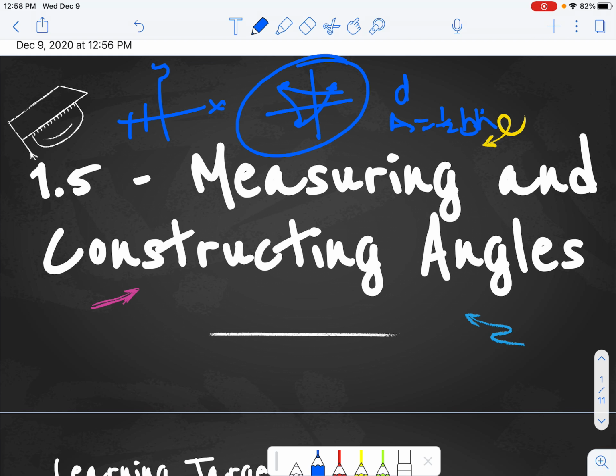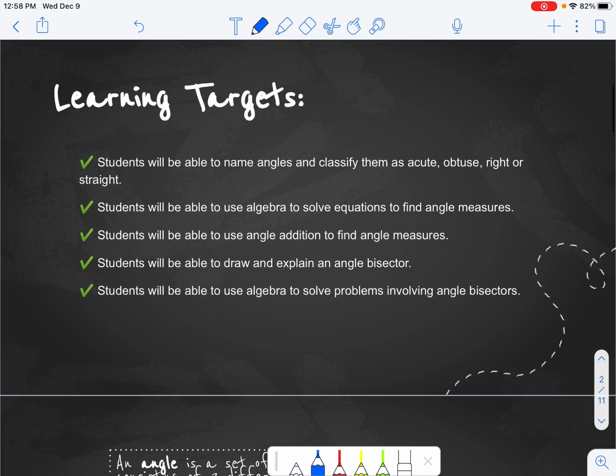Now, in lesson 1.5, we're going to take a little bit of a break from the coordinate plane, and we're going to look at measuring and a little bit of constructing, but we're going to look at angles and how angles are formed, how we can find the different measures of different angles when we have not all the information and things like that. So our learning targets, there's quite a few of them, but they're not as complex or as heavy as it looks.